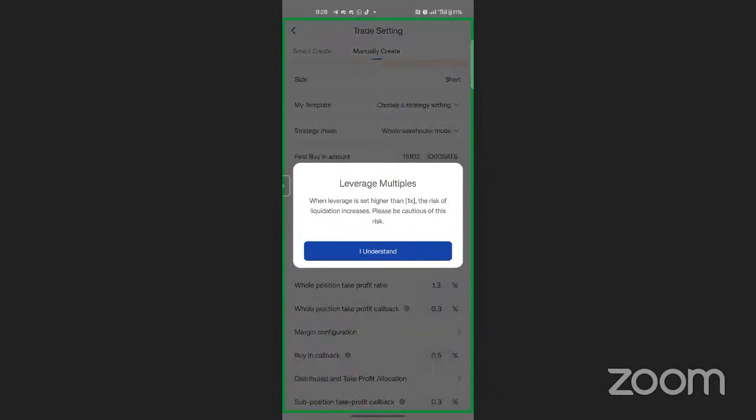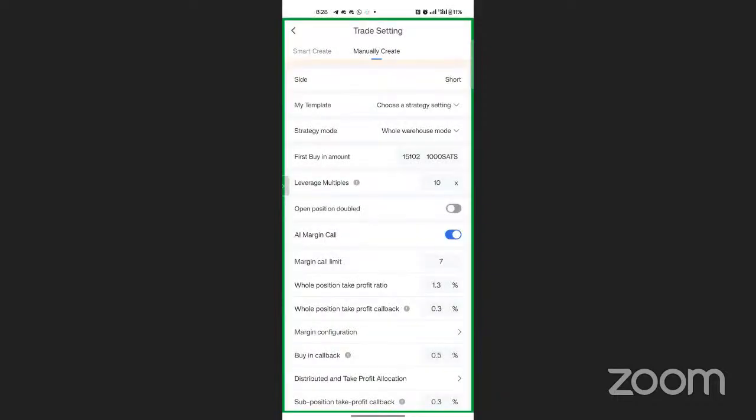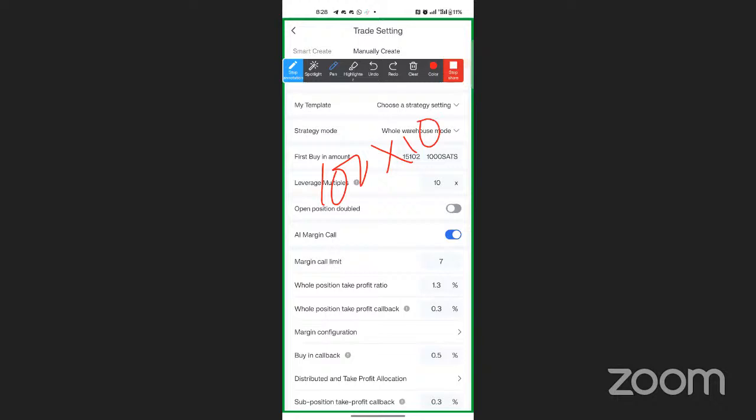So maybe I want a leverage of 10x. I want to 10x my money. 10x meaning these 1,000 sats I have, they are going to multiply them 10 times. So maybe I had put in $100. They're now going to multiply 10 times. It means I will have 1,000 as my capital.